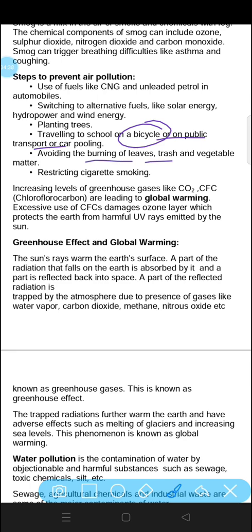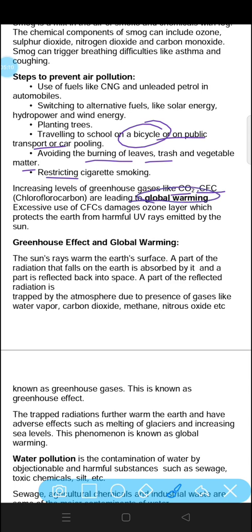Avoiding burning of leaves, trash and vegetable matter. These different organic wastes should not be burnt. They should be dumped at one place and they could be converted into organic manure. By restricting cigarette smoking at public places, smoking at public places should be prohibited. Now, increasing levels of greenhouse gases like carbon dioxide and chlorofluorocarbons lead to global warming.